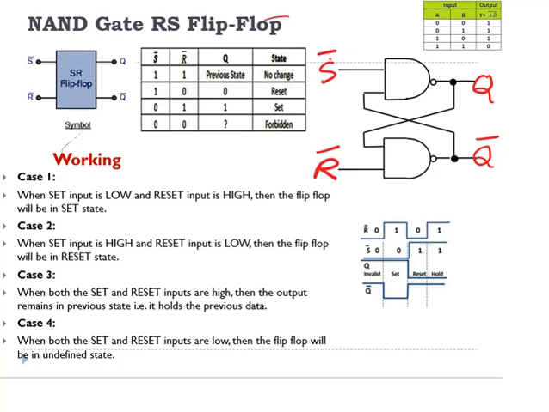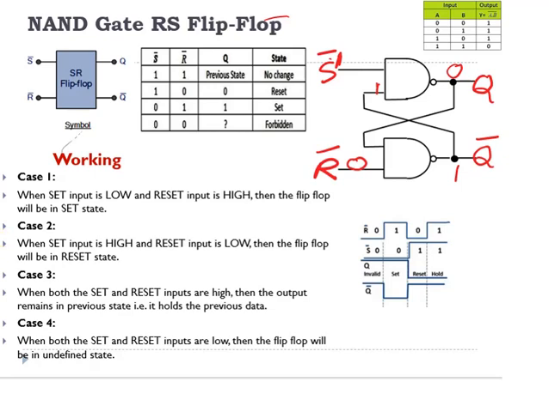Now let's consider case 2, when the set input is high. That means we keep this one high, this is 1, and the reset input is low, so this is 0. Since one of the inputs of the second NAND gate is 0, we know that its output will definitely be 1. And for the first NAND gate, now both inputs are 1, so its output will be 0. That corresponds to Q equal to 0 and Q bar equal to 1, which corresponds to the reset state.